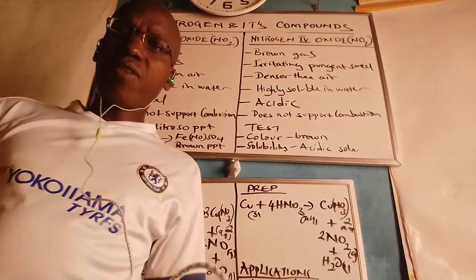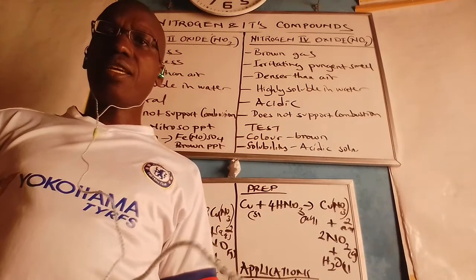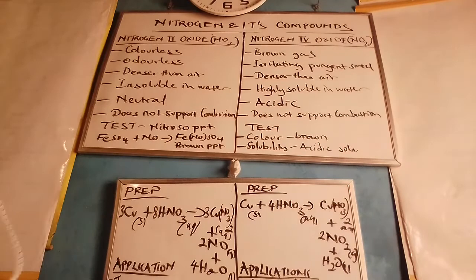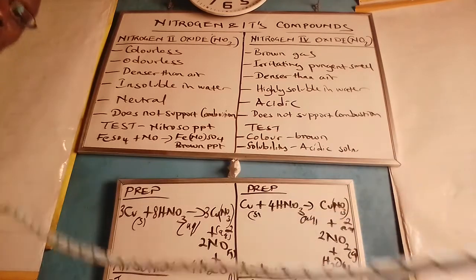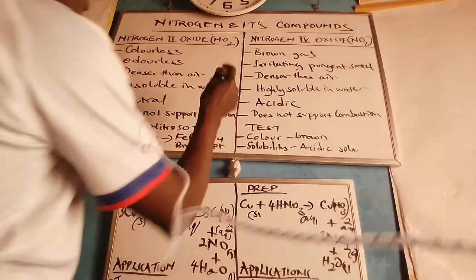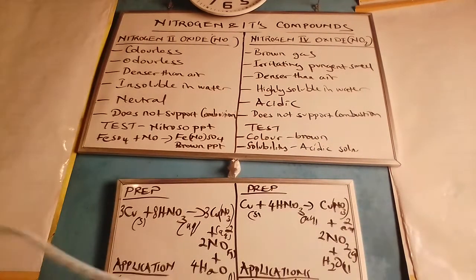Hello, in this session we evaluate two oxides of nitrogen, namely nitrogen 2 oxide and nitrogen 4 oxide. Welcome. Now, nitrogen 2 oxide is also referred to as nitrous oxide, and this oxide of nitrogen is nitrogen monoxide.